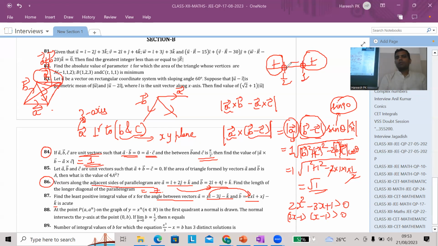Now read the question. They are asking the least positive integer value. On this side, do you get any positive integers? So you should only look at this side. And in that, which is the least positive integer? The least positive integer is 2.